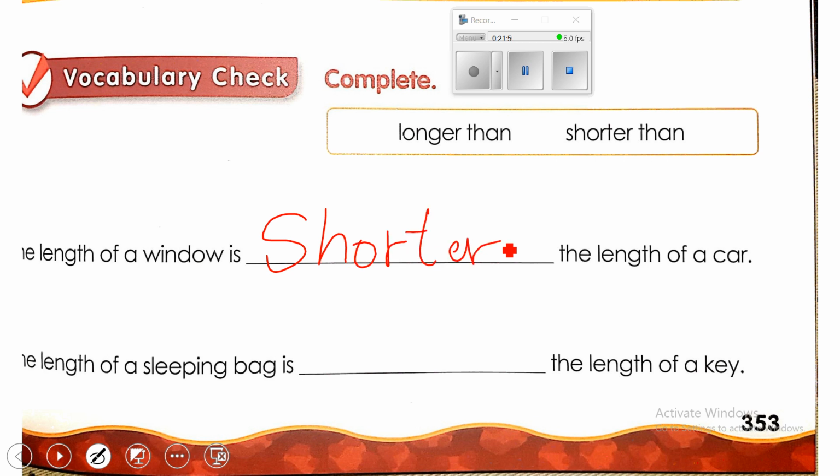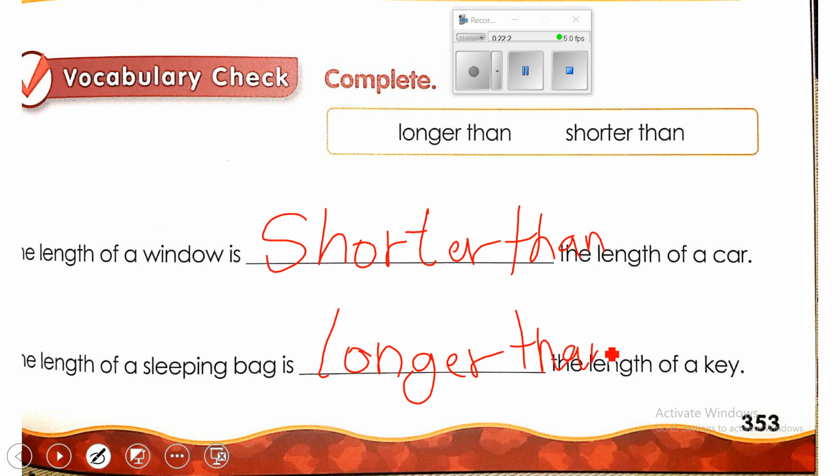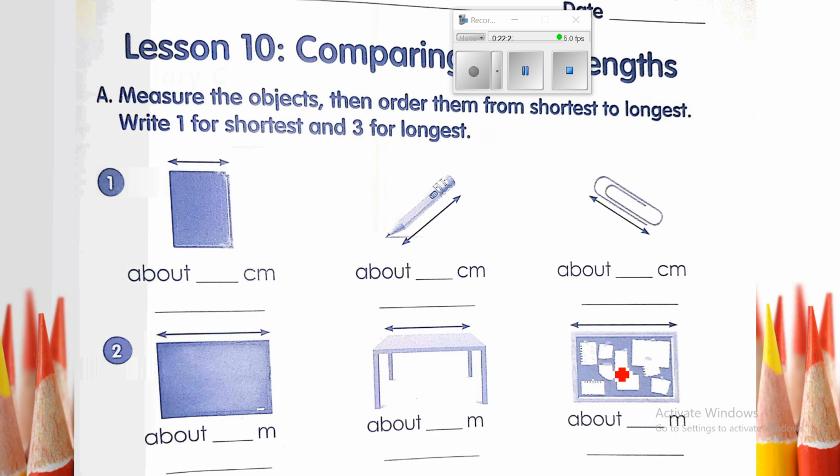What about the length of a sleeping bag is the length of a key? Yes, and comparing between a sleeping bag and a key. Perfect, longer. Excellent, longer than. You have to put than when you want to compare. It's so important. Here is your homework.